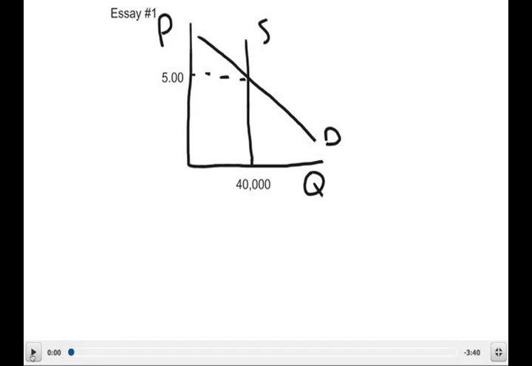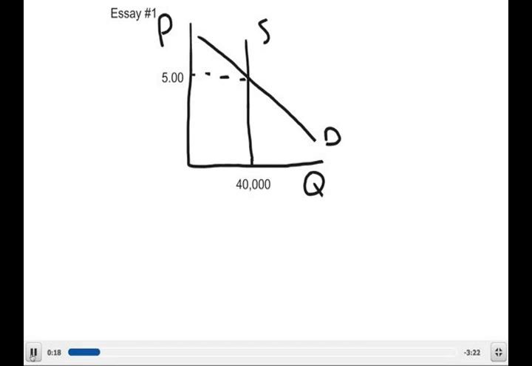This is sample essay number 1 for the Unit 2 exam. And this graph that you have here is the Toledo Arena. It says it holds a maximum of 40,000 people. And each year the circus holds 8 performances, all of which are sold out.